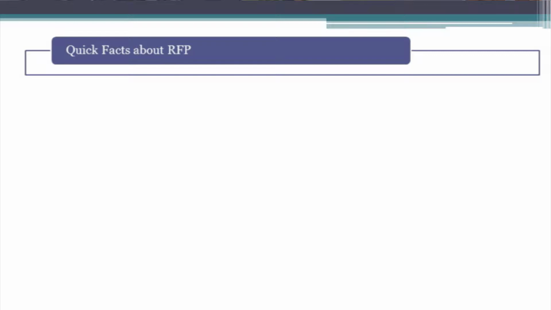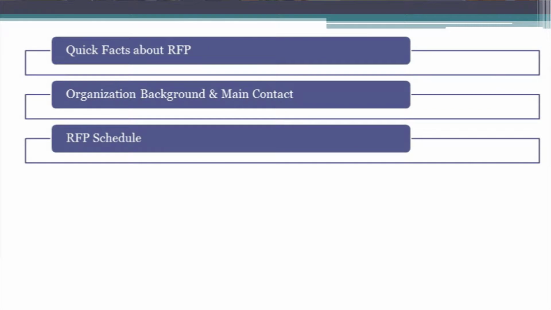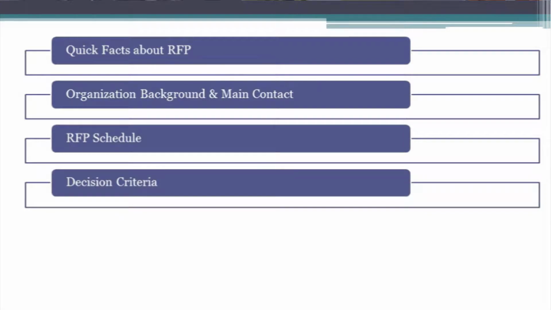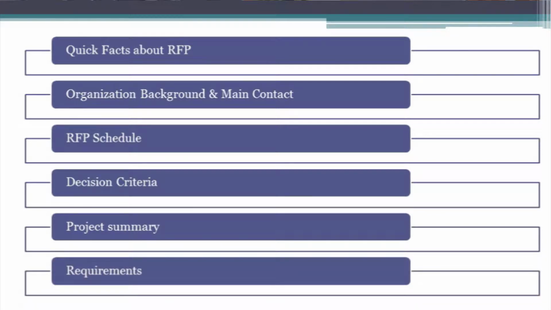It's important to give information about your organization. So the first thing is a quick fact about your RFP. You want to provide background information about your organization, and most importantly, who you want to be the main contact for the vendors to ask questions. Then you want to add the RFP schedule. We talked a lot about the RFP schedule in the last video. What decision criteria do you want to use in creating the right solution? You should have a project summary, the business requirements, the functional requirements, and technical requirements.